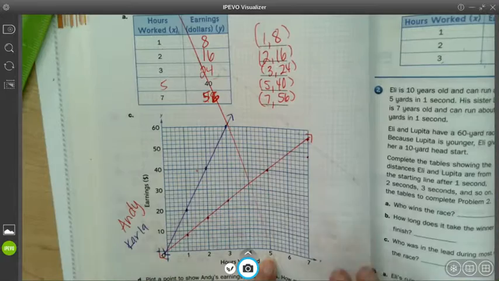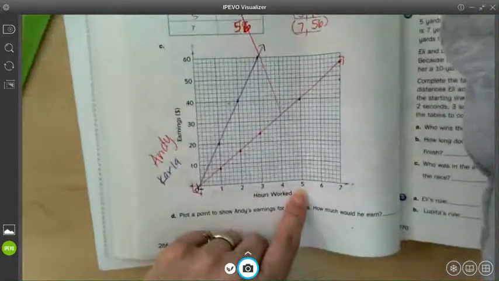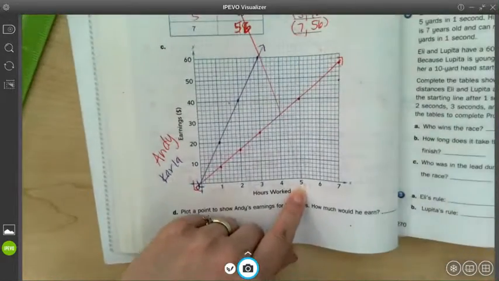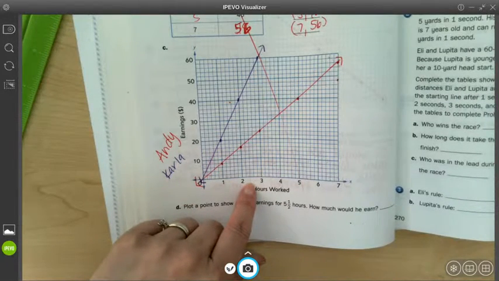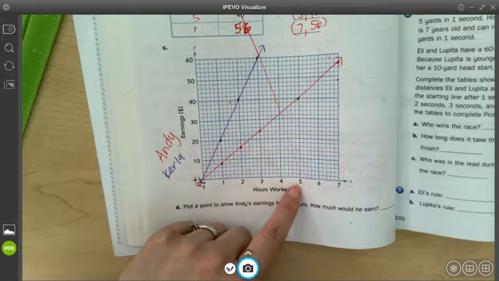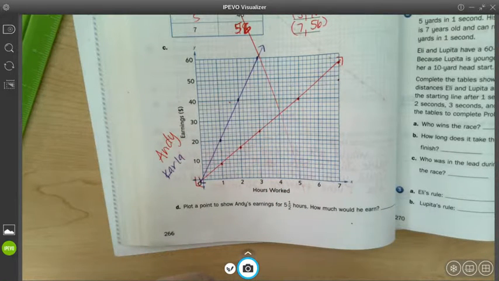Okay, did you find that it was 5 when you go down the graph? 5 hours. So you could also see if it took Andy 2.5 hours to earn $20, 2.5 plus 2.5 is 5. So you can see that relationship there as well.